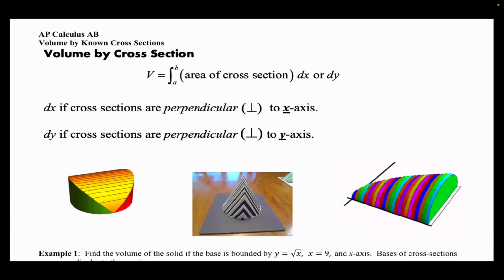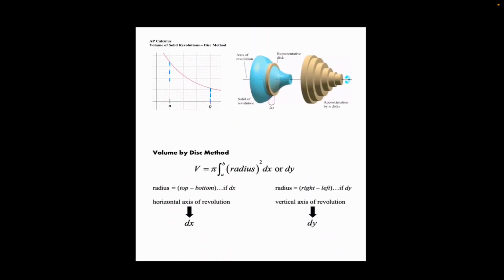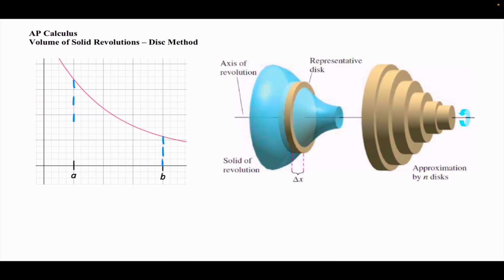All right, so the last new lesson that we're going to talk about is called volume by cross section. If you remember, the last thing we did before was volume. We did two types of volume. Disk method, right? It revolved around either horizontal or vertical, and then it created a shape.